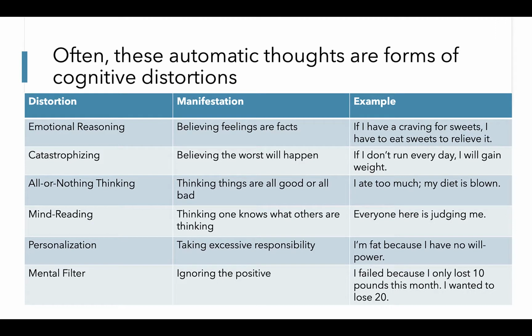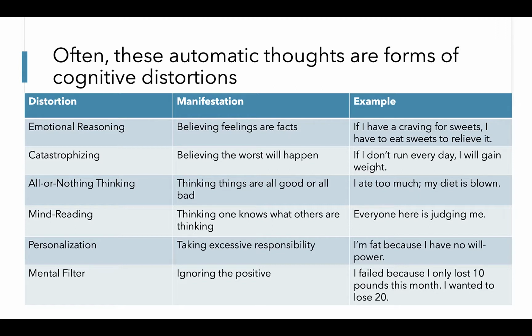Often, these automatic thoughts are forms of cognitive distortions, or ways of thinking about the world that aren't necessarily representative of the true situation, of our abilities, or of our strengths or limitations. Let's go through these different types of cognitive distortions so you can better understand what cognitive distortions look like, the different ways that they manifest, and some real-world examples that may resonate with you that you've either experienced or seen in your everyday life or your professional experiences.